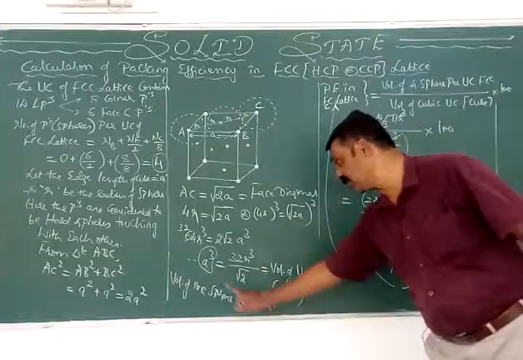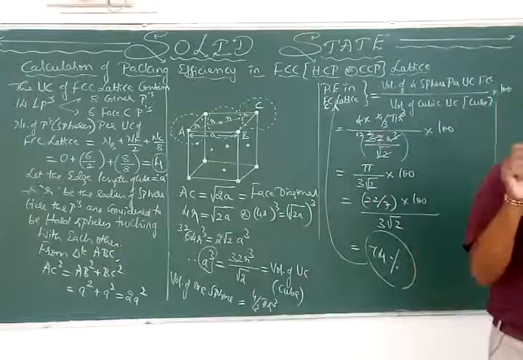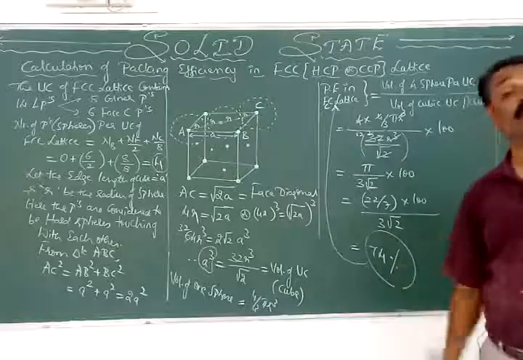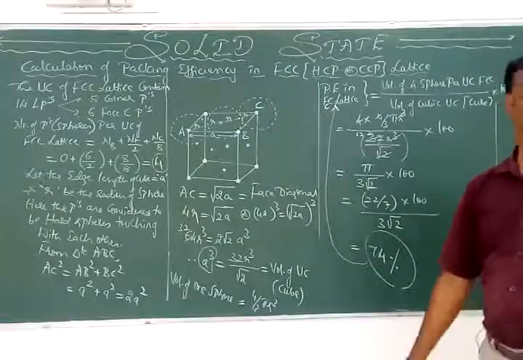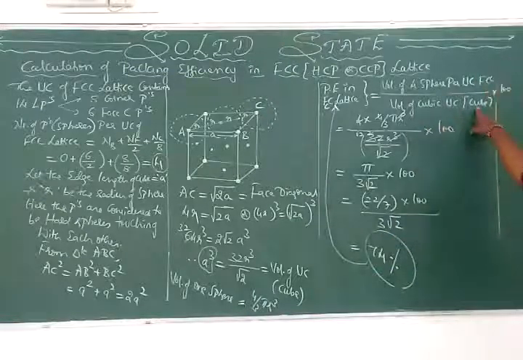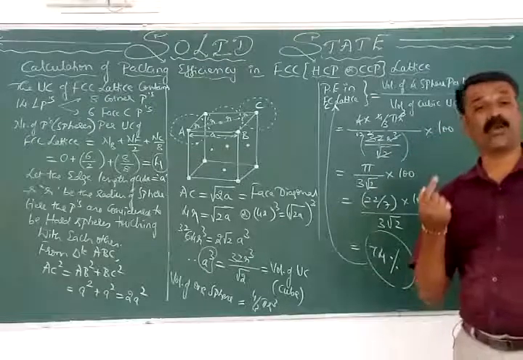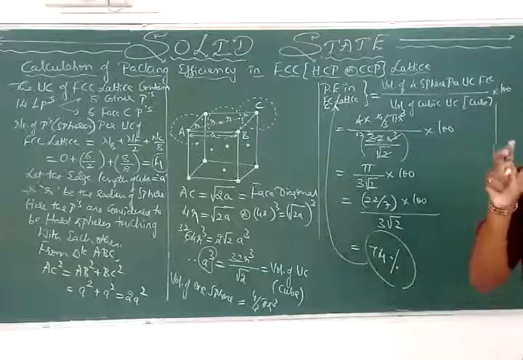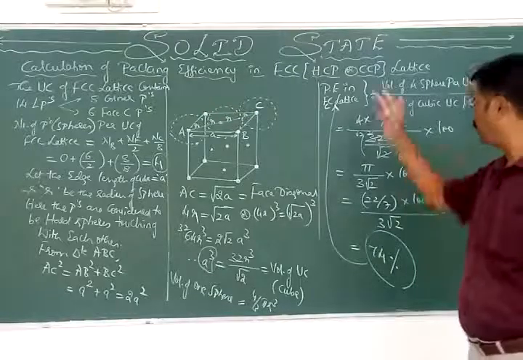On simplification, I will get the final answer in the form of a cube is equal to 32 R cube divided by root 2, and that is nothing but the volume of the cubic unit cell, or invariably, it is called the volume of the cube. In addition to that, what is the volume of a single sphere? As usual, according to the geometry, the volume of a sphere is given by 4 by 3 into what cube? Pi R cube. Then apply the definition.